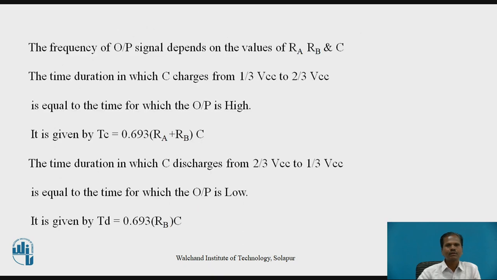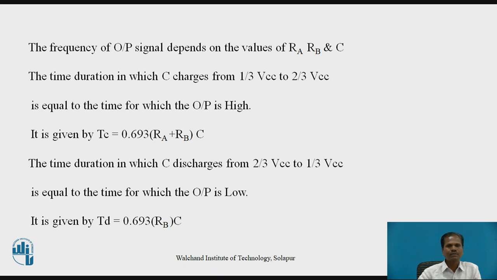The frequency of the output signal depends on the values of external components like resistors RA, RB and capacitor C. The time duration in which C charges from 1/3 VCC to 2/3 VCC is equal to the time for which the output is high. It is given by TC. TC stands for charging time, that is TC is equal to 0.693 into (RA plus RB) into C.